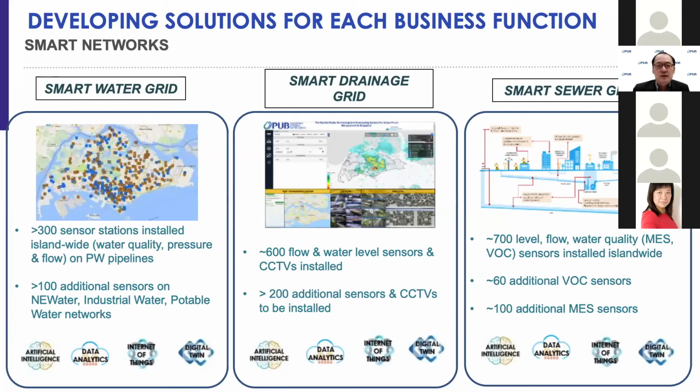For the drainage side of the house, we have installed flow sensors and water level sensors. This will enable us to give preemptive warning to the population in case the water levels in the drains are rising rapidly and there's a chance that there could be an overflow leading to a flood incident. And last but not least, on the sewage side of the house, we also install sensors in our sewers to monitor flow and to monitor VOCs. I'm going to go into some more detailed examples next.